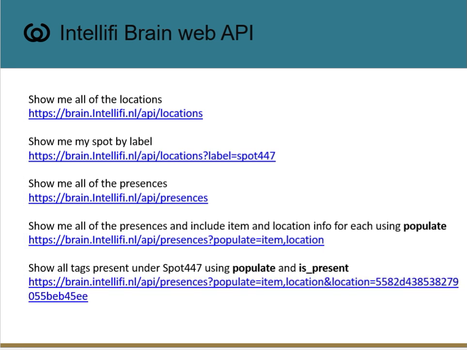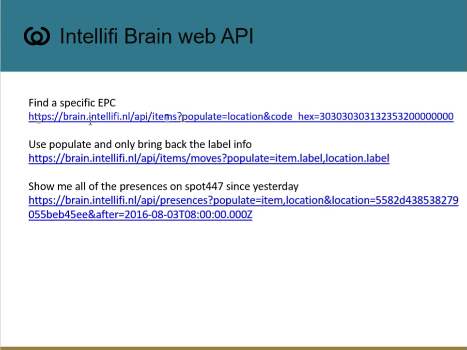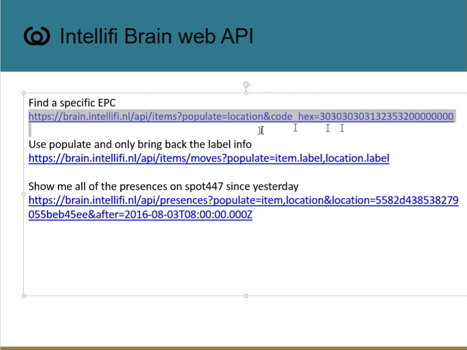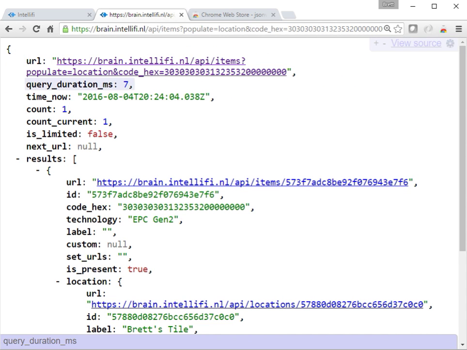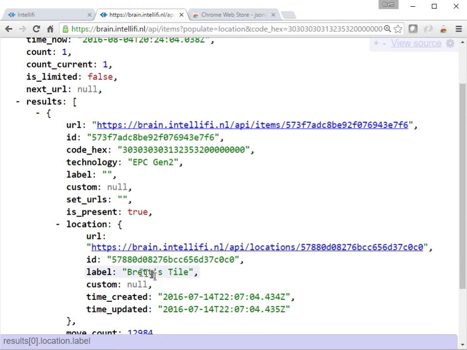So we can get into a little bit more complicated things. If we wanted to find a particular EPC, we can use the populate command to bring back information on an item and add a particular hex code. So let's go see if we can find where in the world this EPC is. Flip back over here, type this into the URL, press enter, and it's going to bring me back information about this particular EPC. And if you'll notice, it's one in my office and it's attached to Brett's tile. This is the label for my tile, which is called the host name of spot 447. So those are both one and the same.